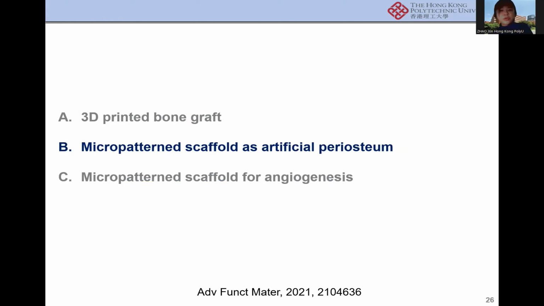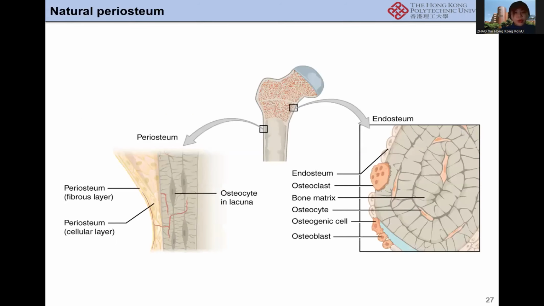And then we use the same polymer to make micro-pattern scaffolds as an artificial periosteum. The reason why we are making the periosteum is that one function of the periosteum is to recruit different cell types. A lot of times, if we just implant the bone scaffolds into a bone defect, because the cell interaction between the implant and the bone is not very good, sometimes the efficiency of the bone regeneration might be compromised. And periosteum can actually help increase the efficacy of the bone implants.